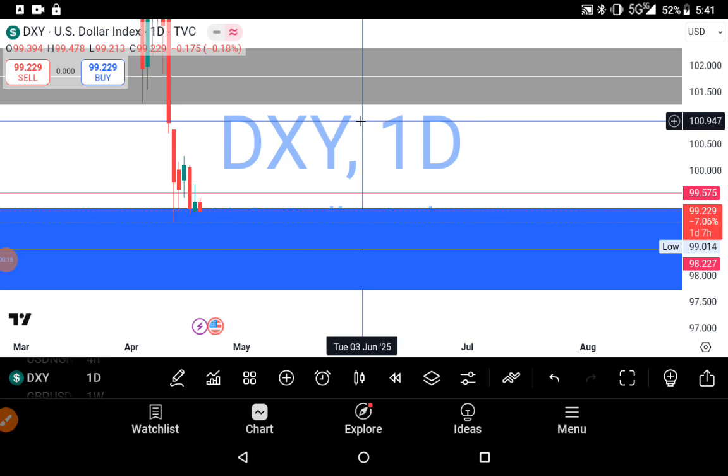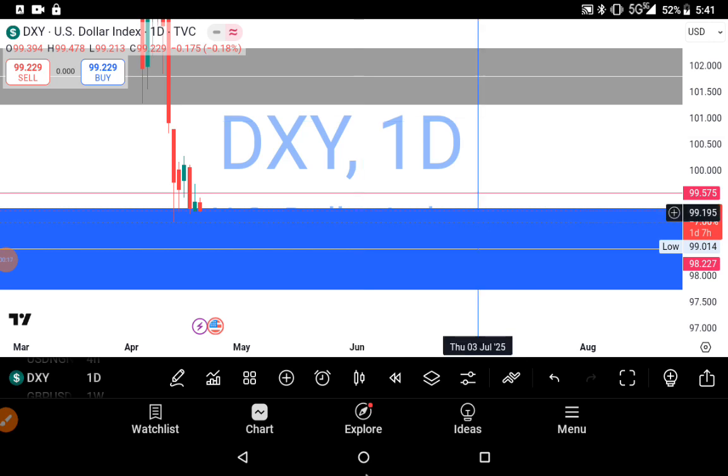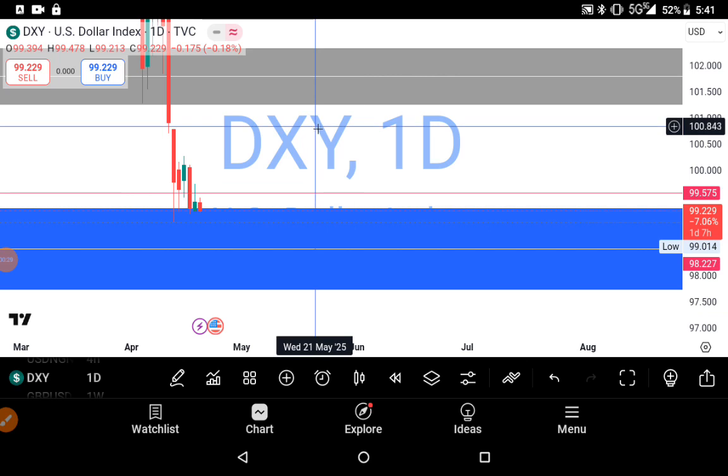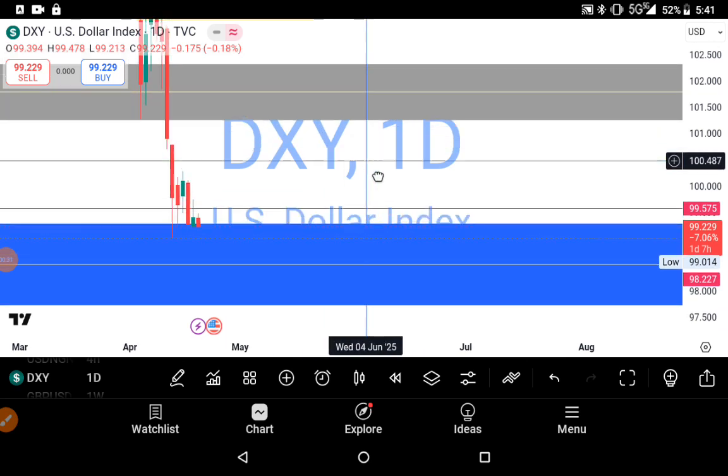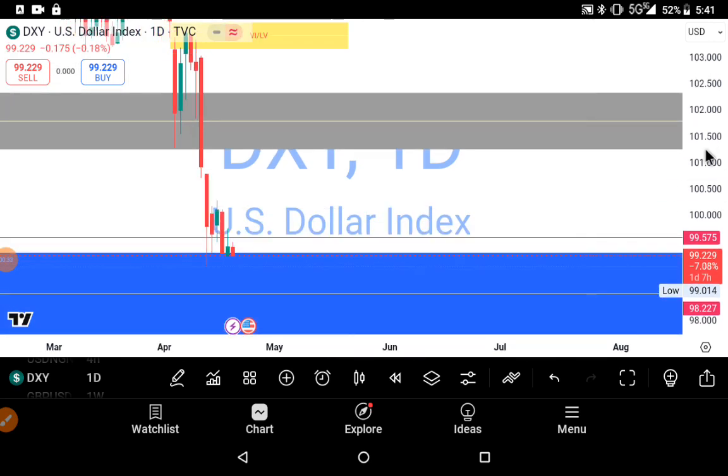Today's date is 20th of April 2025. The analysis for today is what I'll be using for 21st till 25th of April 2025. So without wasting much of our time, we go straight into our chart.